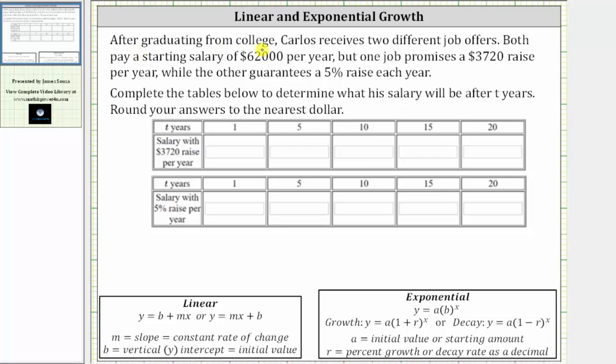After graduating from college, Carlos receives two different job offers. Both pay a starting salary of $62,000 per year, but one job promises a $3,720 raise per year, while the other guarantees a 5% raise each year.